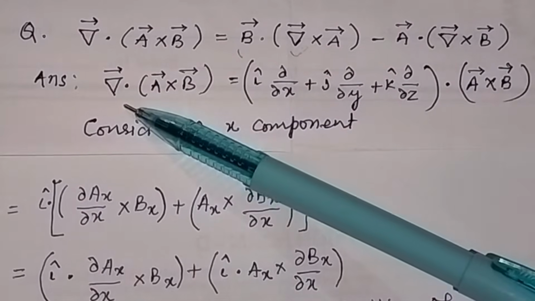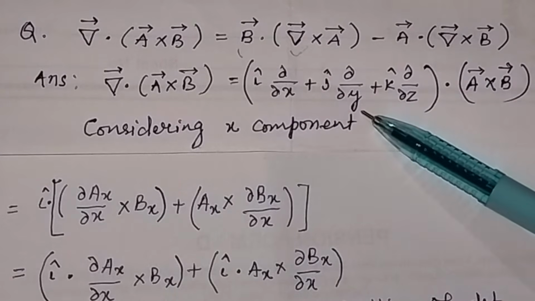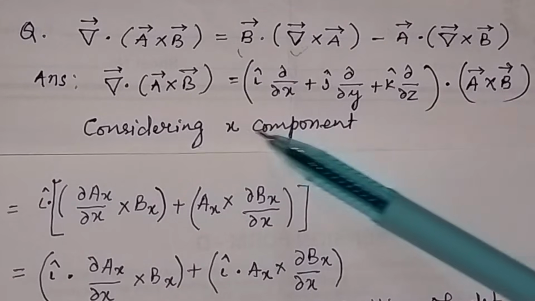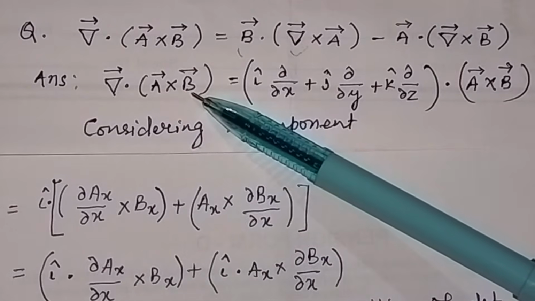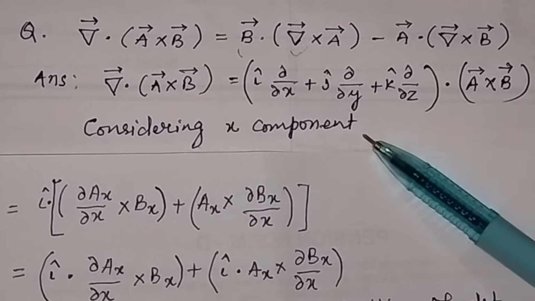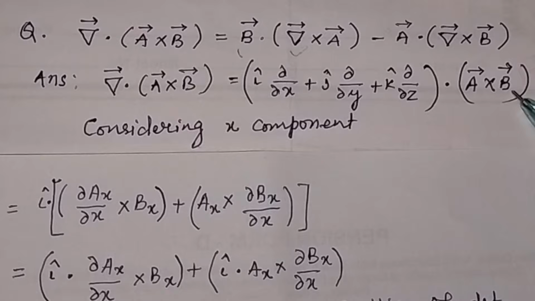We know the del operator can be defined as i cap partial derivative with respect to x plus j cap partial derivative with respect to y plus k cap partial derivative with respect to z, and you take the dot product with the vector field A cross B. Now consider the components of A, that is i cap Ax plus j cap Ay plus k cap Az, and the components of B, that is i cap Bx plus j cap By plus k cap Bz.